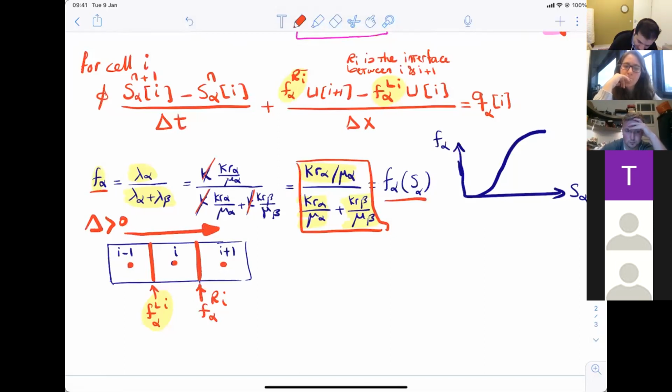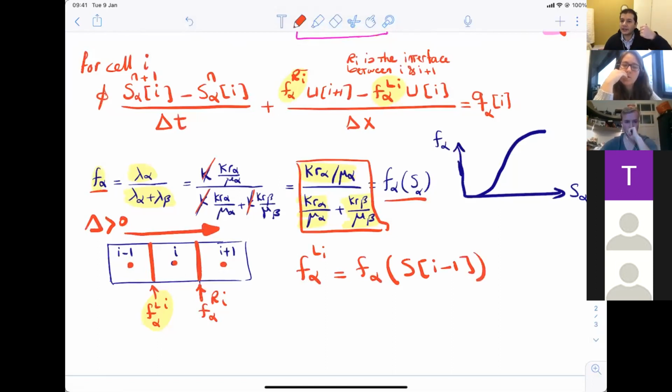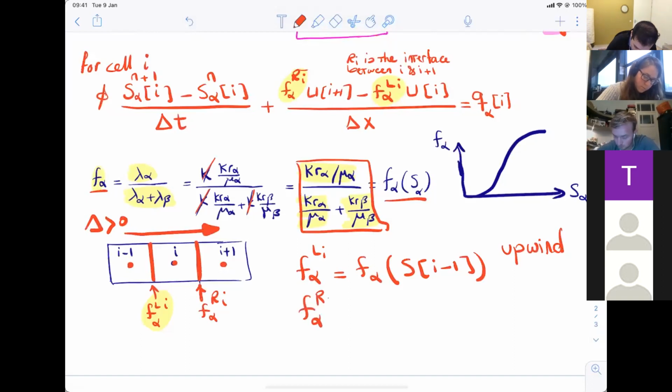Then if you are at the left interface, you calculate your fractional flow function using saturation of I minus 1. Use the left upwind, because its information is coming to you. Use the saturation at the upwind direction to calculate your fractional flow. For F alpha at the right interface, use fractional flow at saturation I or I plus 1.